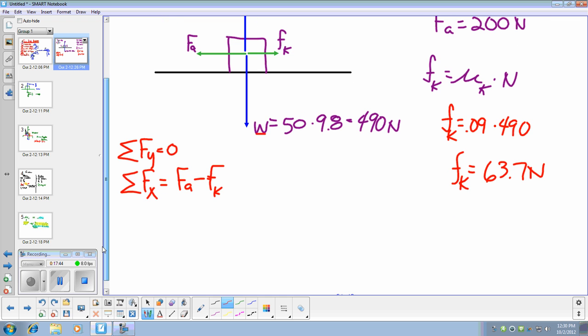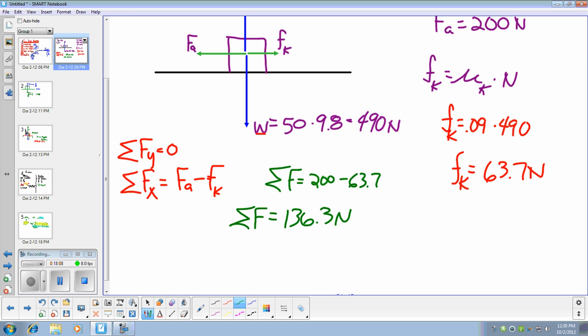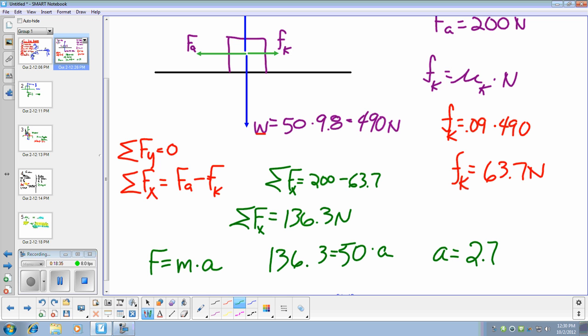And so what we can do next is we can actually solve for that total force. So let's scroll down just a little bit. We're focused down here. The sum of my forces is going to be equal to my force applied, which is 200, minus 63.7. The sum of my forces then will be equal to 136.3 newtons. Now, based on having this value for the sum of my forces in the x direction, I can go F equals ma, Newton's second law, and solve for the acceleration of this block. So F equals ma, that's why we love Newton and his second law. 136.3 is equal to 50 multiplied by a. Divide that out. The acceleration of this block is equal to 2.73 meters per second squared.